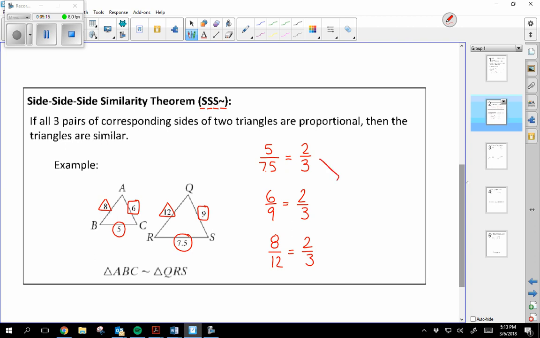So once again, I'm getting the same ratio all 3 times, and that's telling me again that the sides are proportional. When you have all 3 pairs of sides proportional, then the triangles are similar by side-side-side similarity.